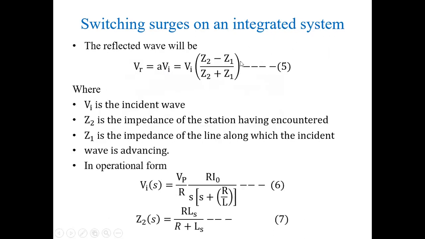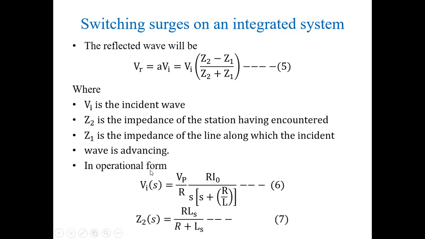Now here, for this case, we can calculate the magnitude of the reflected wave as well as the refracted wave. Already in the fourth unit, we have studied the formula to calculate the reflected wave. It is represented by VR. VR is equal to A into VI, which can be written as VI into (Z2 minus Z1) divided by (Z1 plus Z2), where VI is the incident wave, Z2 is the impedance of the station encountered, and Z1 is the impedance of the line along which the incident wave is advancing.